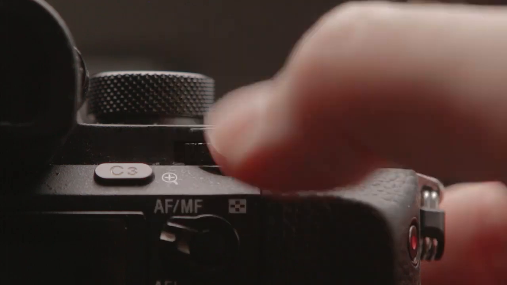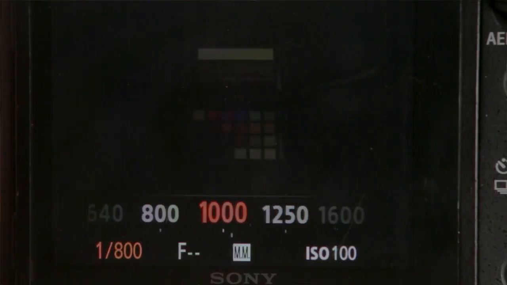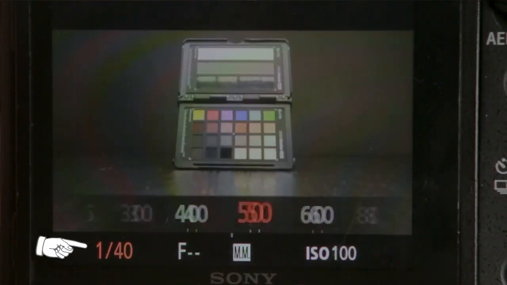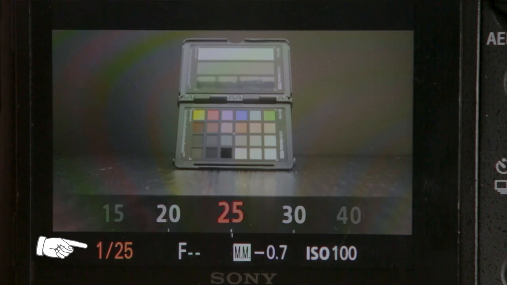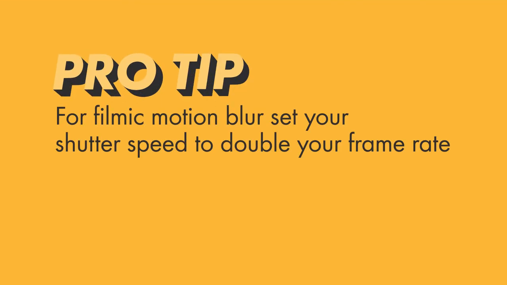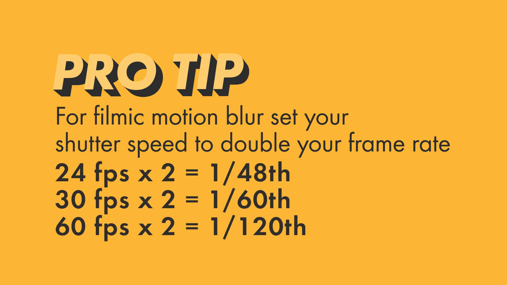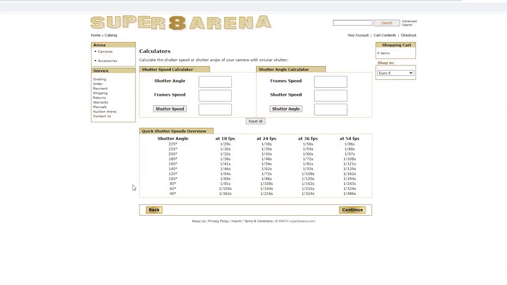With most DSLRs and mirrorless cameras, the shutter speed is recorded in fractions of seconds. If I want to replicate filmic motion blur or get a 180-degree shutter angle on a digital camera, the rule is to set your shutter speed to double the frame rate. There's also these nifty shutter angle to shutter speed calculators that convert for you.